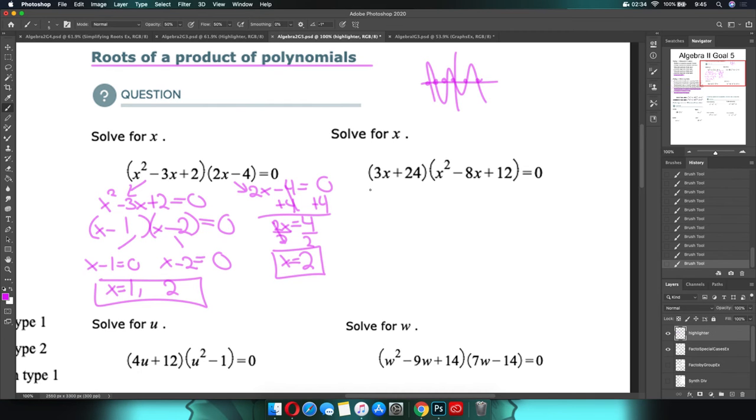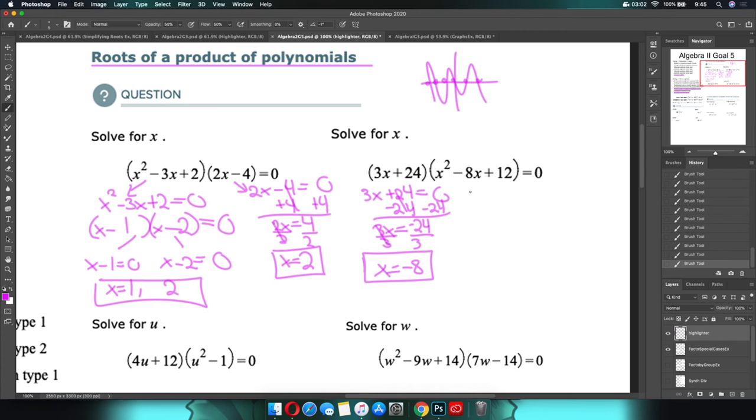This one, same thing again. We're going to take each piece and set each piece equal to 0. So 3x plus 24 equals 0. Minus 24, minus 24. 3x equals negative 24, divide by 3, x equals negative 8. I'm doing this a little bit on fast forward because the two-step equation stuff should be old hat for you guys. You should be able to look at that and say, oh, yeah, I know what I'm doing.